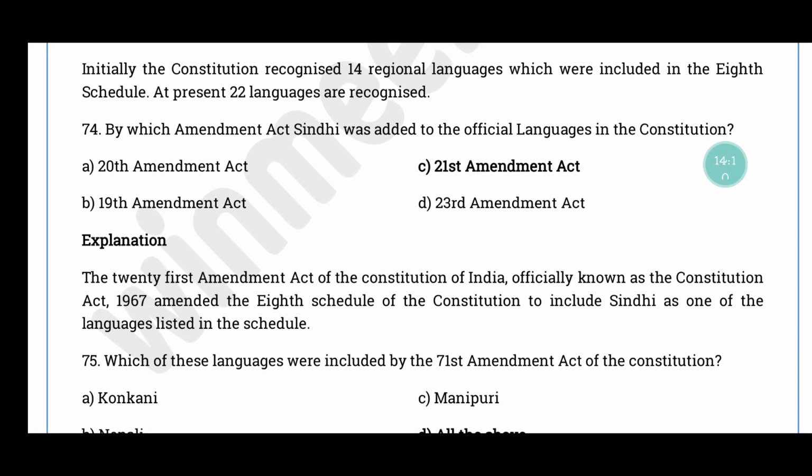Question number 74. By which Amendment Act Sindhi was added to the official languages in the Constitution? The correct answer is option C, 21st Amendment Act. 21st Amendment Act of Indian Constitution, officially known as the Constitution Act 1967, it amended the 8th schedule of Constitution to include Sindhi as one of the languages listed in the schedule.